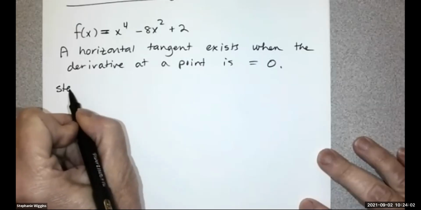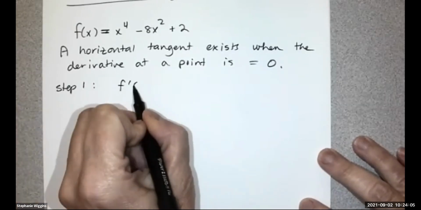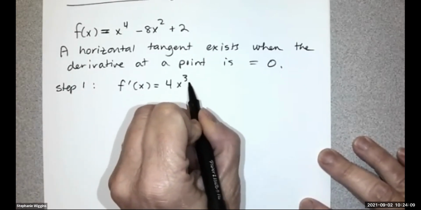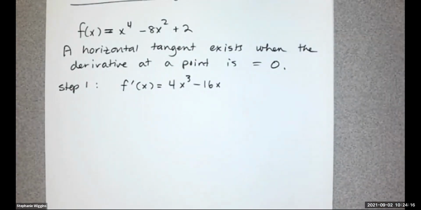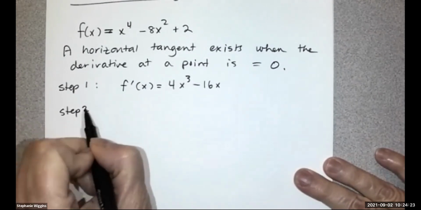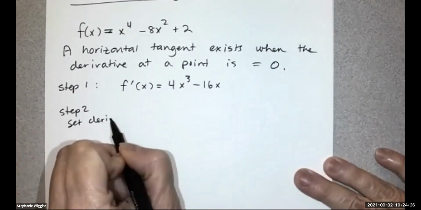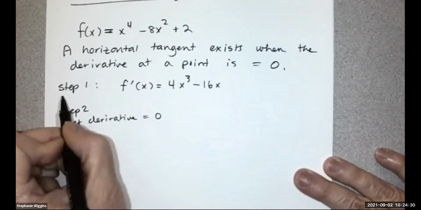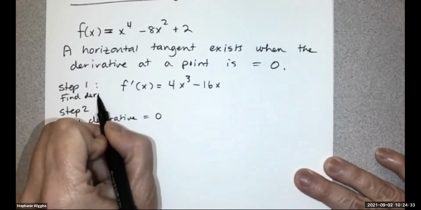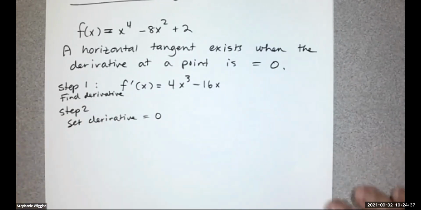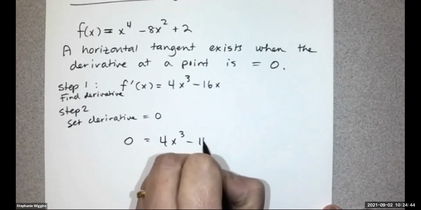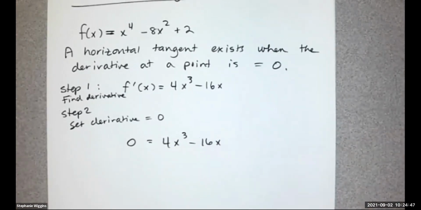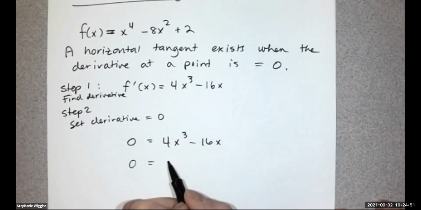So step 1, you find the derivative, and that's 4x cubed minus 16x. The derivative of 2 is 0. Okay, so 4x cubed minus 16x, this is the derivative. Step 2, set the derivative equal to 0. So 0 equals 4x cubed minus 16x. And then you solve your equation. You're going to factor this particular one.